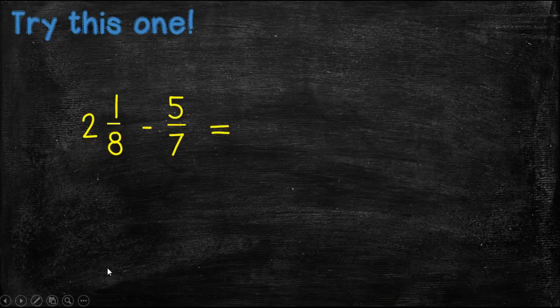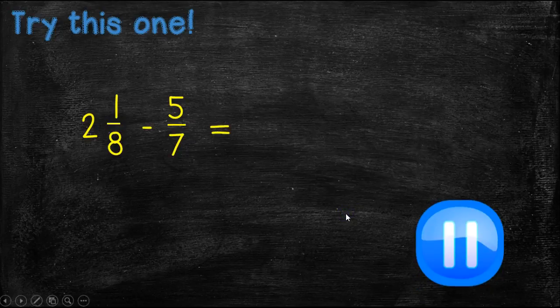So go ahead and try this one now. 2 1/8 minus 5/7. Again, I want you to come up with an estimation by figuring out where these numbers are on a number line and rounding it to the nearest whole number. Go ahead and pause the video and come back when you have an answer.